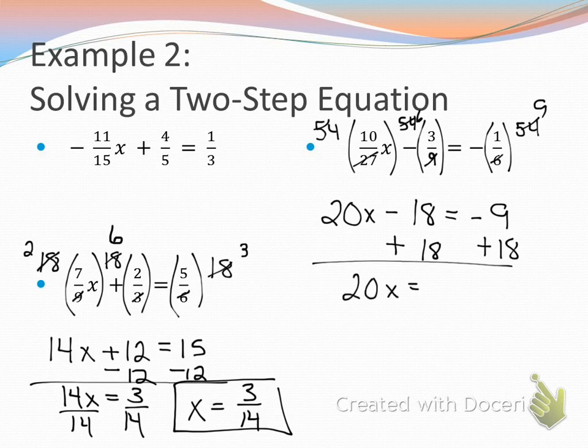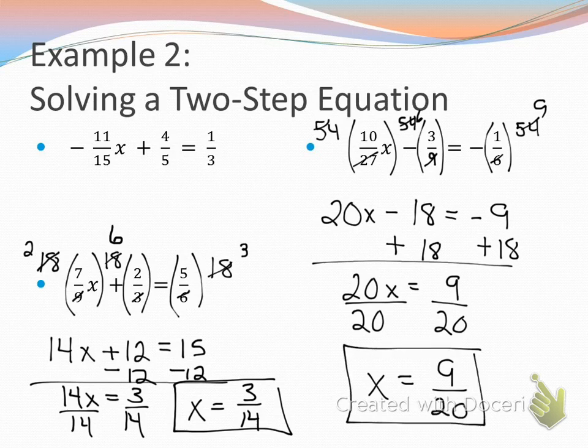20x equals 9. Divide both sides by 20. Can I reduce 9 over 20? No, so that's just my answer. All right, so clearing fractions, find your LCD, multiply each term in the equation by your LCD to clear your denominators, your leftovers, you multiply by your numerator, and that gives you your new equation that you can solve.